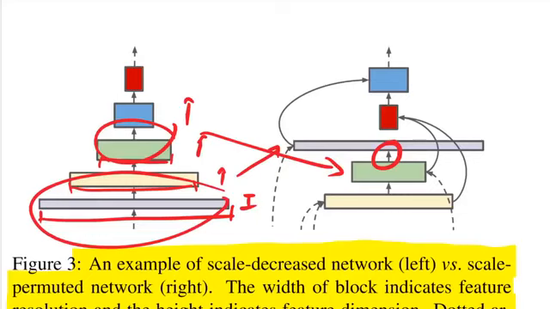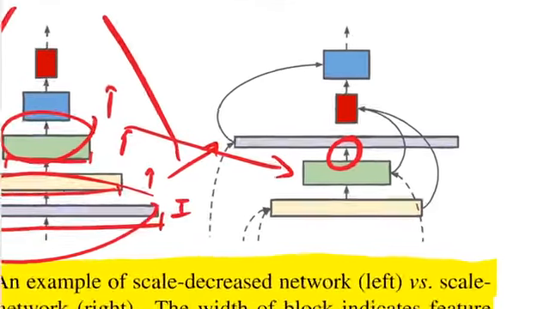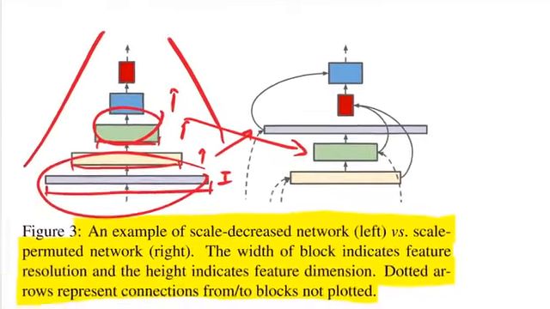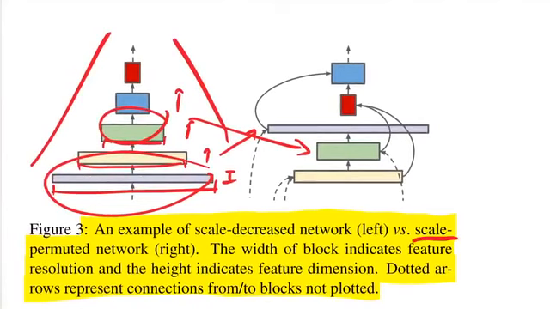you can really research what can we improve a network simply by rearranging its blocks, because that would give evidence that this scaling down architecture isn't really the best one. Okay, so here you can see an example of this. This is what they call a scale permuted network. Sorry, this scale permuted network right here.